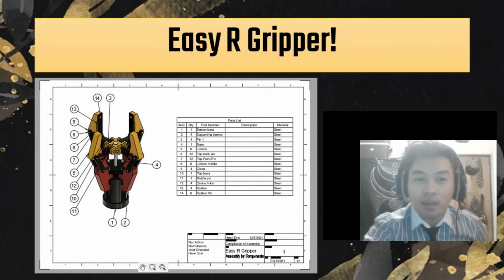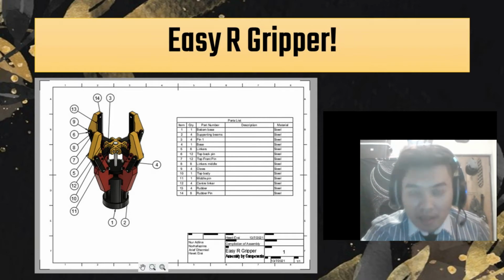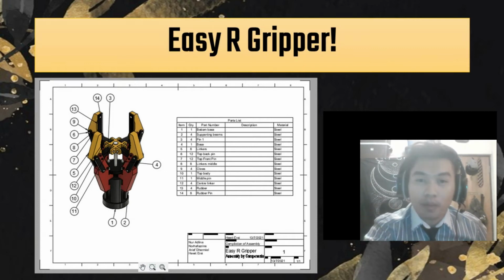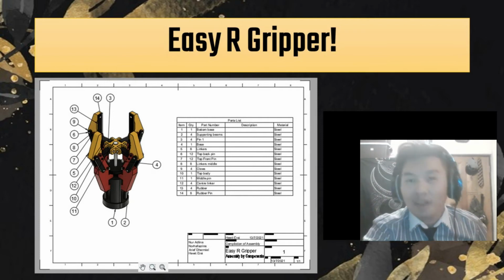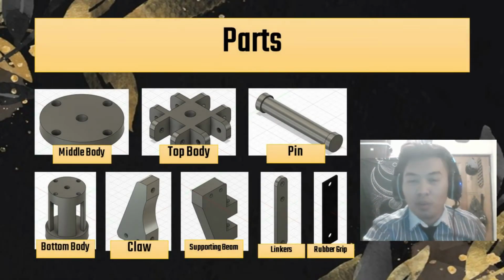Okay, so from here, for the past 14 weeks, my teammates and I had been discussing a lot with our lecturers regarding our prototype, which is called the Easy R Gripper. And from here you can see we had created a 2D drawing design for our Easy R Gripper. We can see that it consists of 14 different parts. There are components by components, and last but not least they are assembled, and here we are, a complete assembly of our prototype.